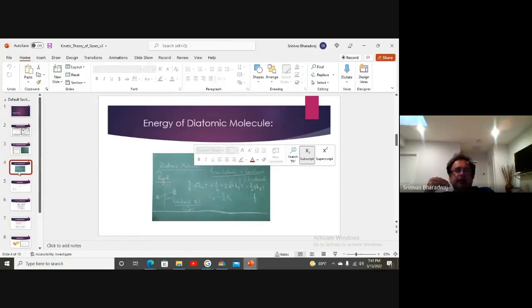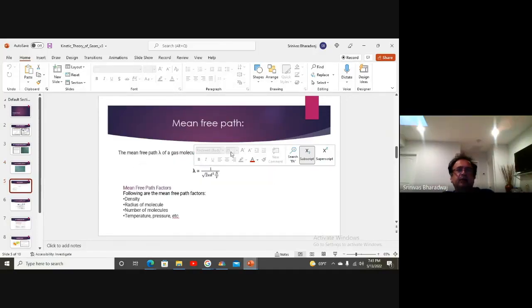So you have multiple degrees of freedom, and each degree of freedom produces half kT. So if you have 6 degrees of freedom, you will have 6 times half kT. And therefore we introduce this term called mean free path of a gas molecule. Following are the mean free path factors: the density, the radius, the number of molecules, temperature, and pressure. So multiple factors affect the mean free path of the molecule.